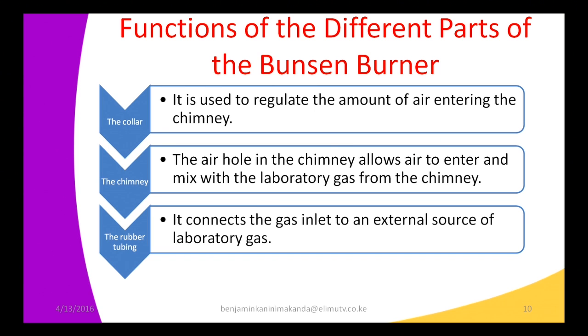So the rubber tubing conveys the gas from the cylinder, or the source of the gas, to the burner, so that combustion can take place. The same applies to the Bunsen burner. It connects the gas inlet to an external source of laboratory gas, so that we have combustion taking place, which leads to the production of heat.